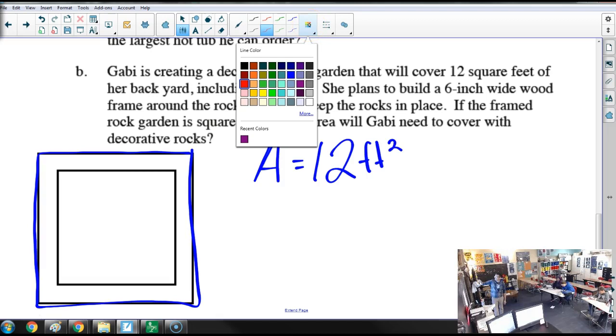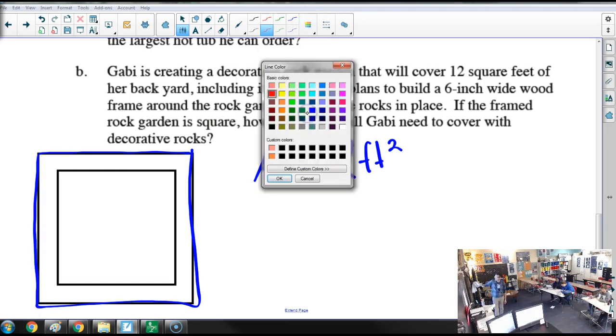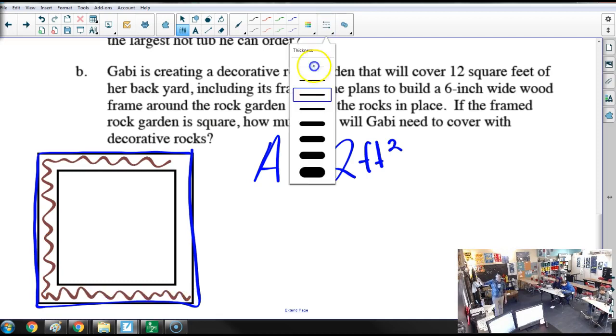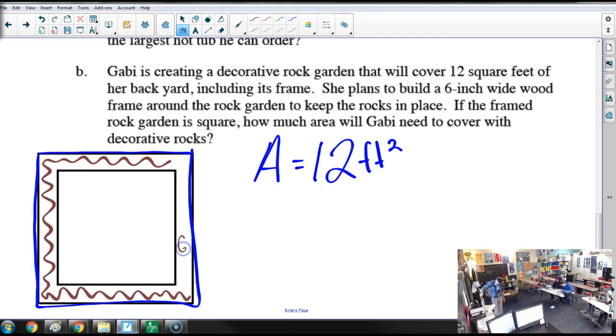This, I'm actually going to use brown. You'll understand in a minute. Oh, is that for the frame? Yes, okay, this is a wooden frame that is 6 inches wide. Right, so 6 inches wide here, 6 inches wide here, 6 inches wide there, and 6 inches wide here, meaning from there to there, 6 inches.